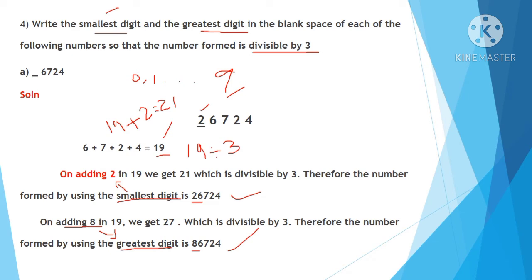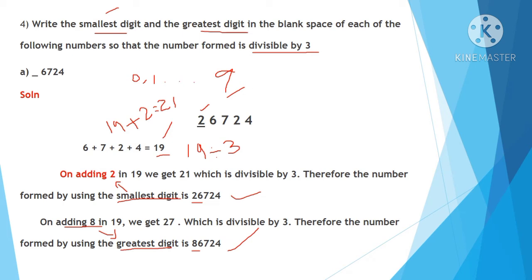You check for 0: 19 plus 0, what answer do you get? 19. Again it is not divisible by 3. Check for 1: 19 plus 1 gives 20. Is 20 divisible by 3? No, it is not. Next you check for 2: 19 plus 2. Because for 1 and 0 it is not divisible, right? So 19 plus 2 gives the answer 21.